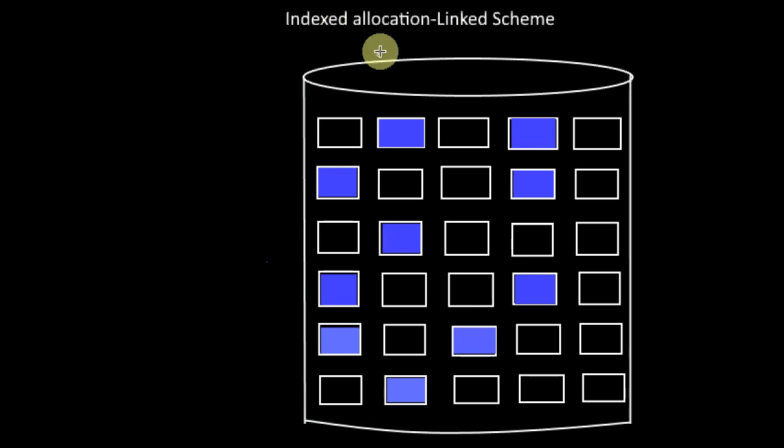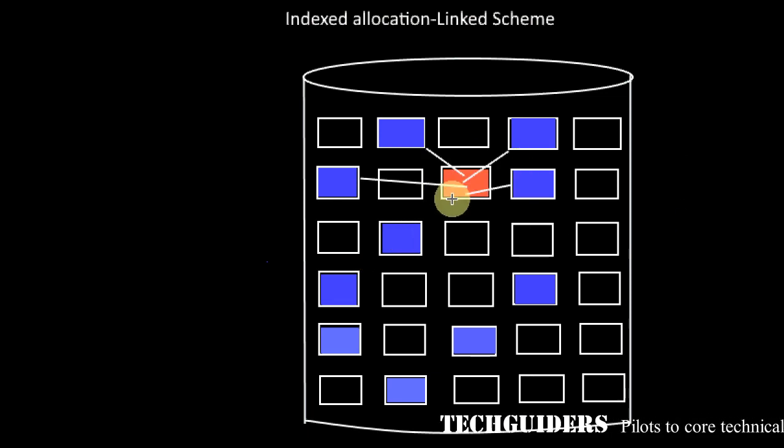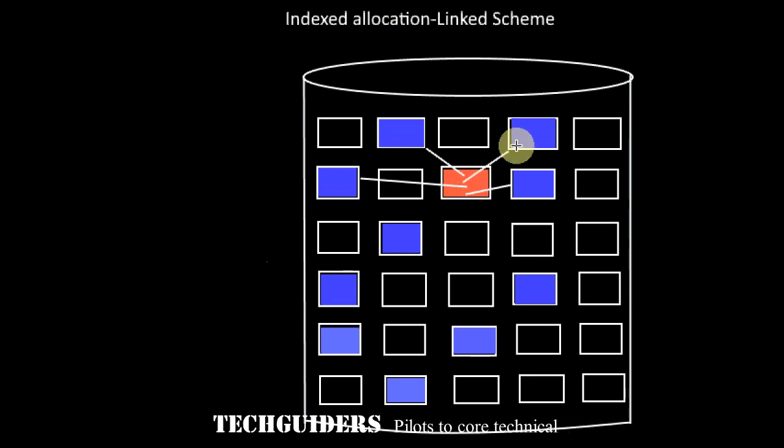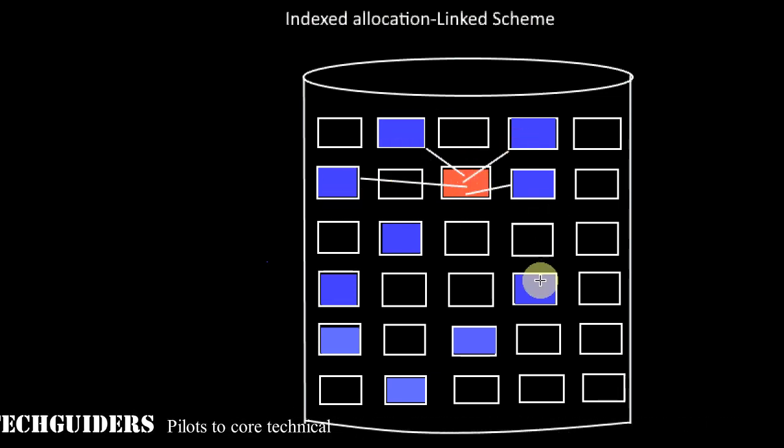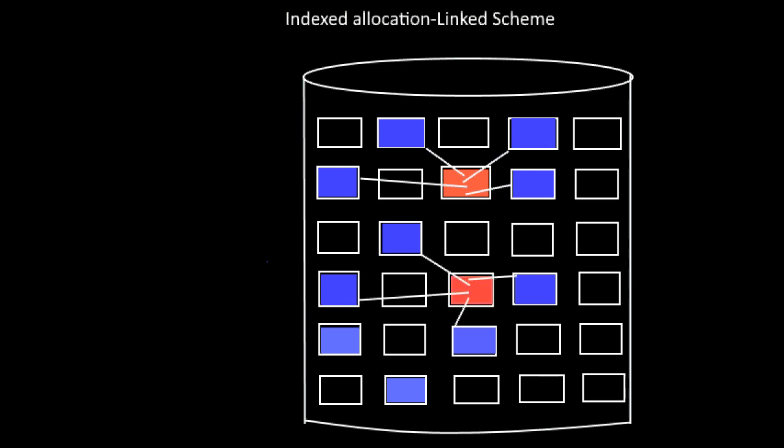A problem with indexed allocation is that, depending upon the size of the file, sometimes a single index block cannot hold the pointers to all the disk blocks of the file. In such cases, we have to go for multiple index blocks.